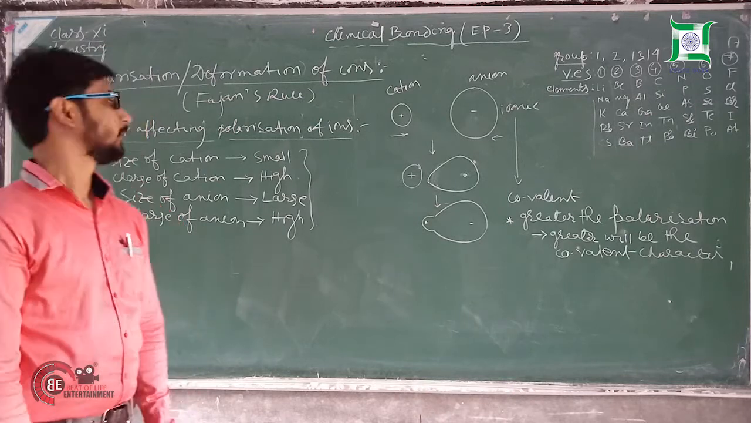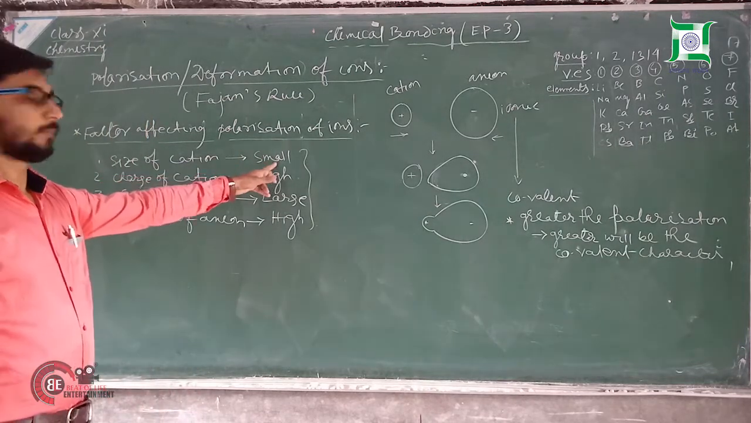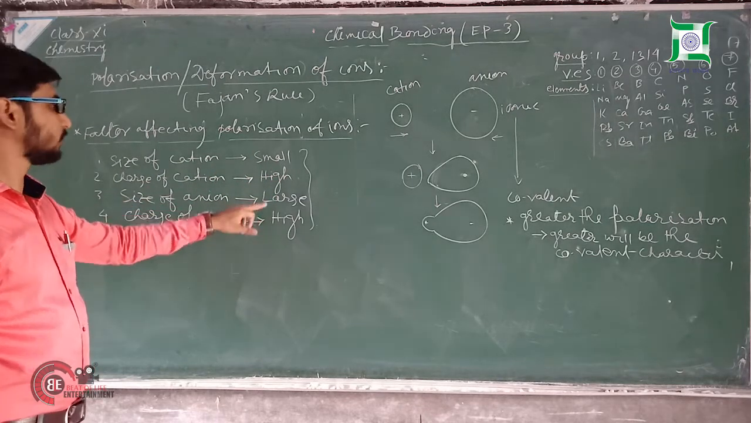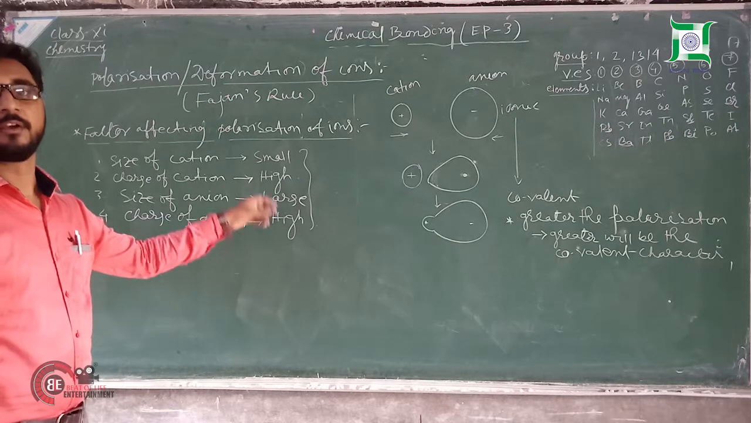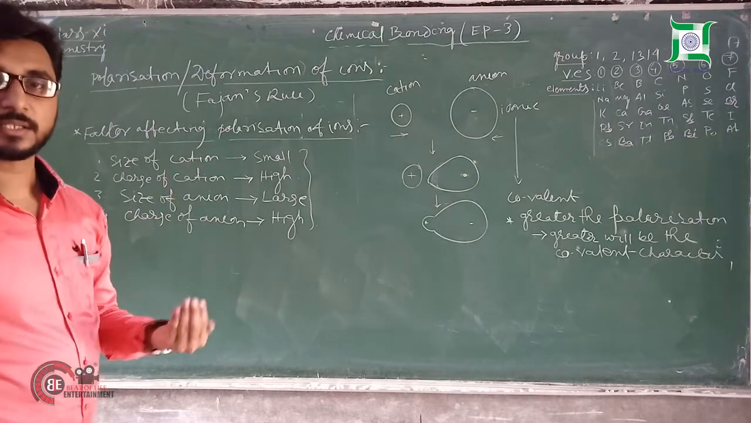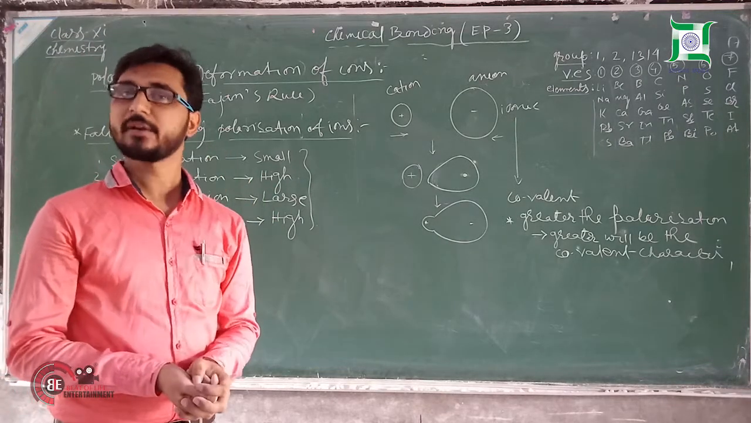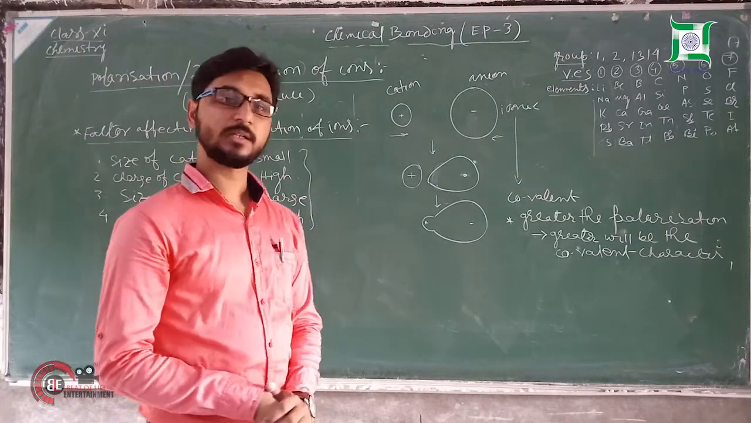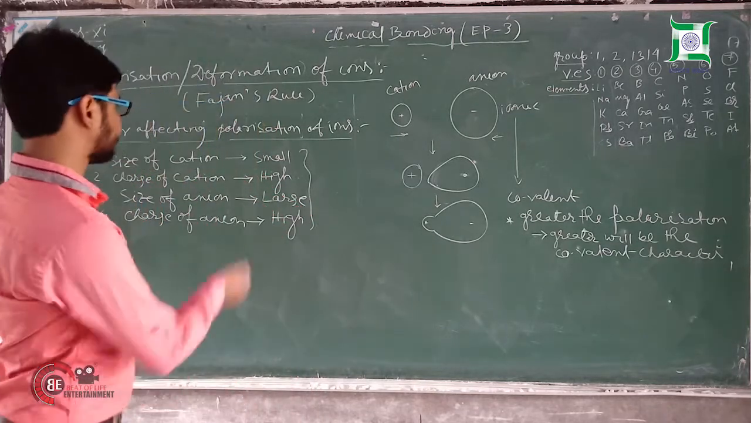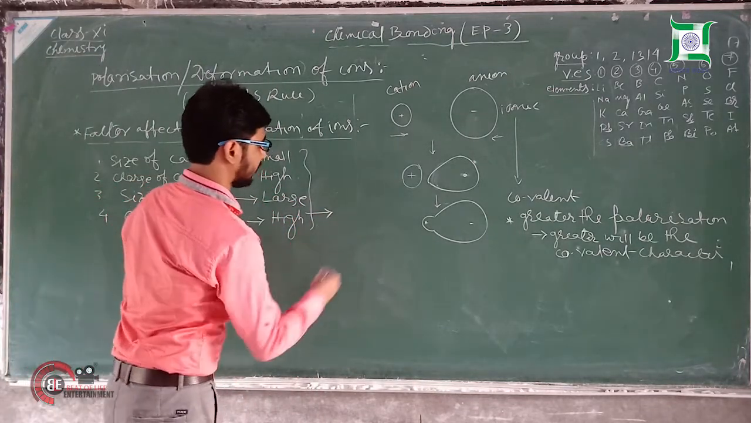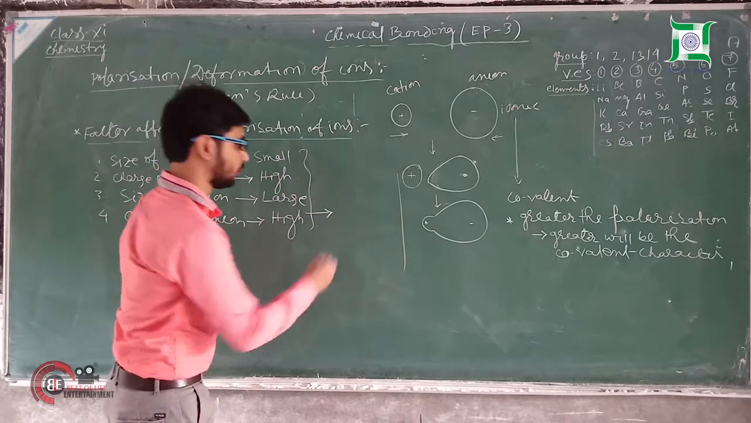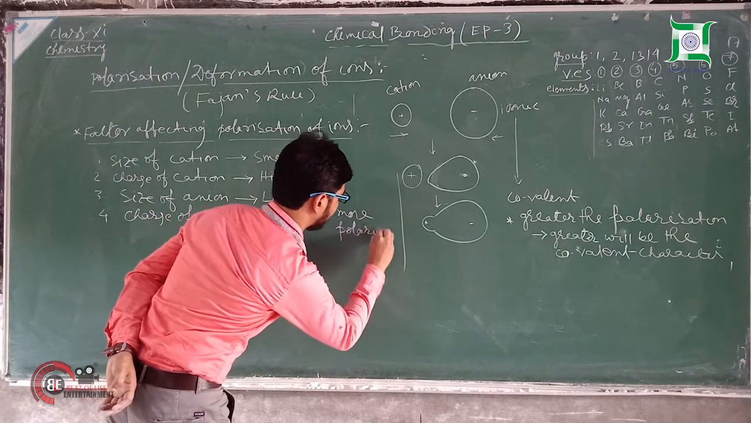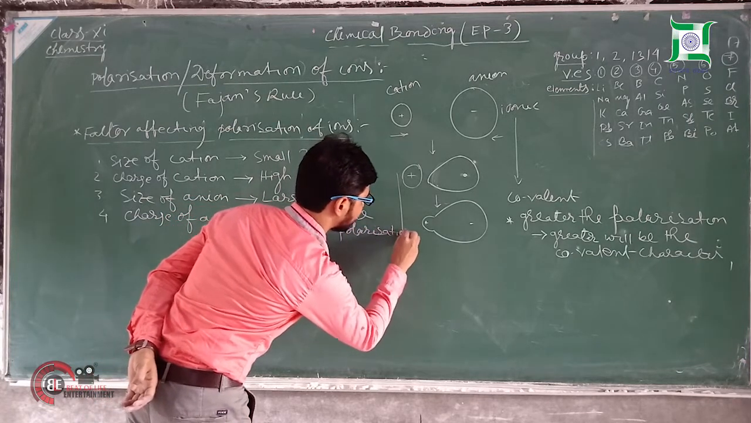So what happens? Small size of cation with high charge density and large size of anion with high charge density favors the polarization, means increases the rate of polarization, and as a result greater will be the covalent character in a molecule. As a result, this will give you more polarization.